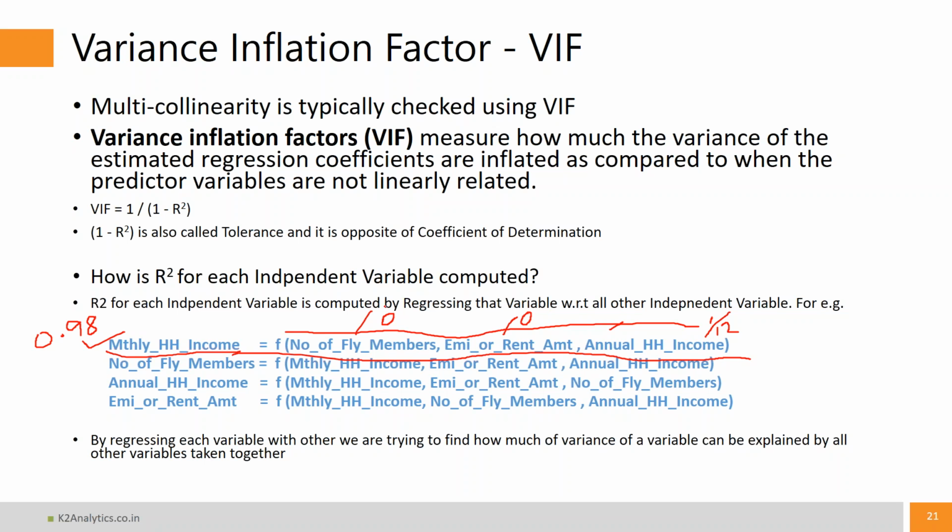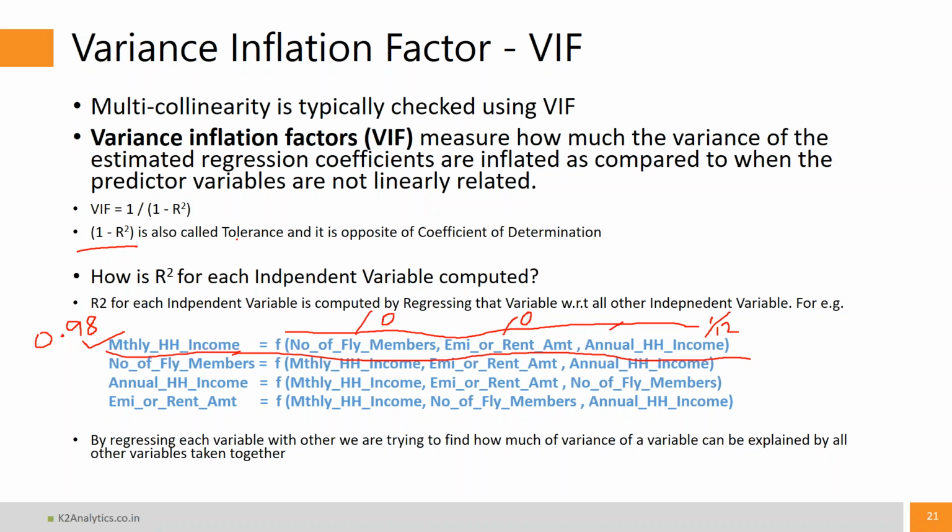Similarly, I can build a model of family members as a function of income, EMI, annual income, and I may get some R squared. That R squared we know is the coefficient of determination. 1 minus R squared, which is the opposite of the coefficient of determination, is called tolerance. And the inverse of tolerance is called VIF. Okay?